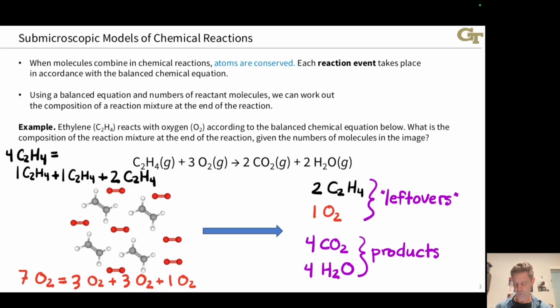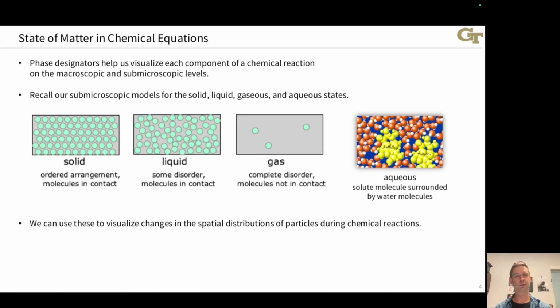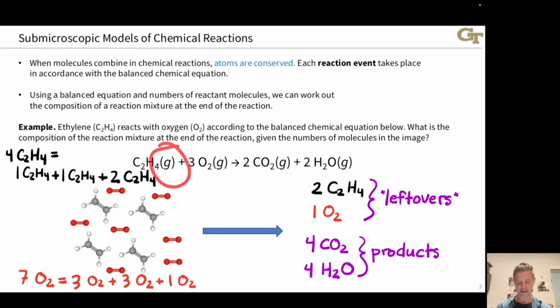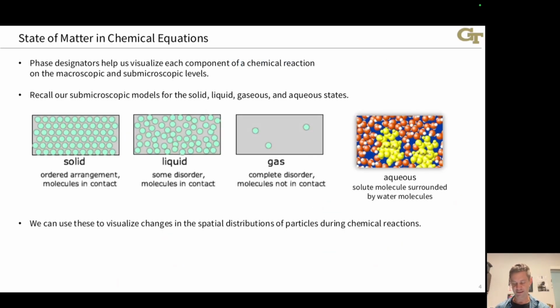The other place we can incorporate submicroscopic thinking is with respect to phase. Most chemical equations come with phase designators, or we can look up phase designators telling us about the state of matter of the reactants and the products. For example, in this reaction, all four substances are gases, and so we can use our submicroscopic model of what gases look like to visualize how this reaction occurs on the submicroscopic level.